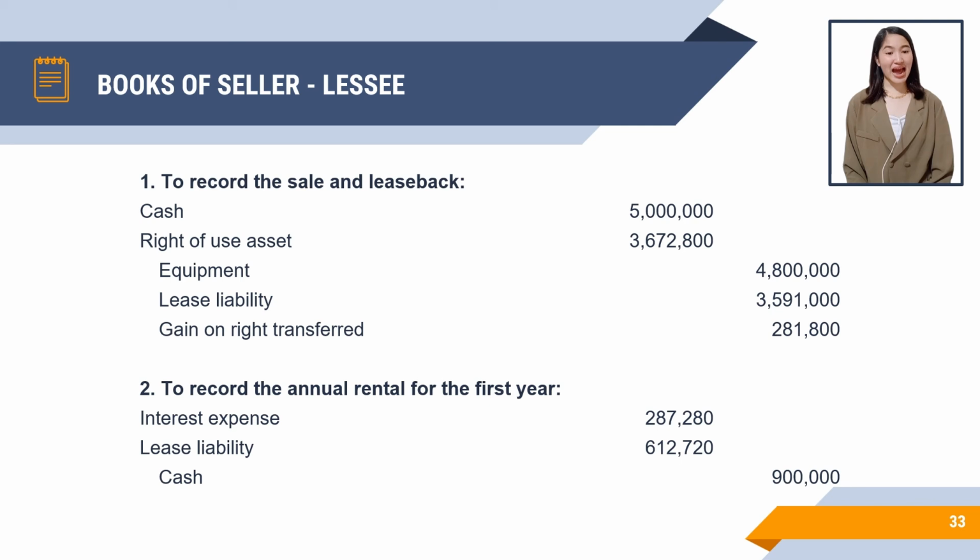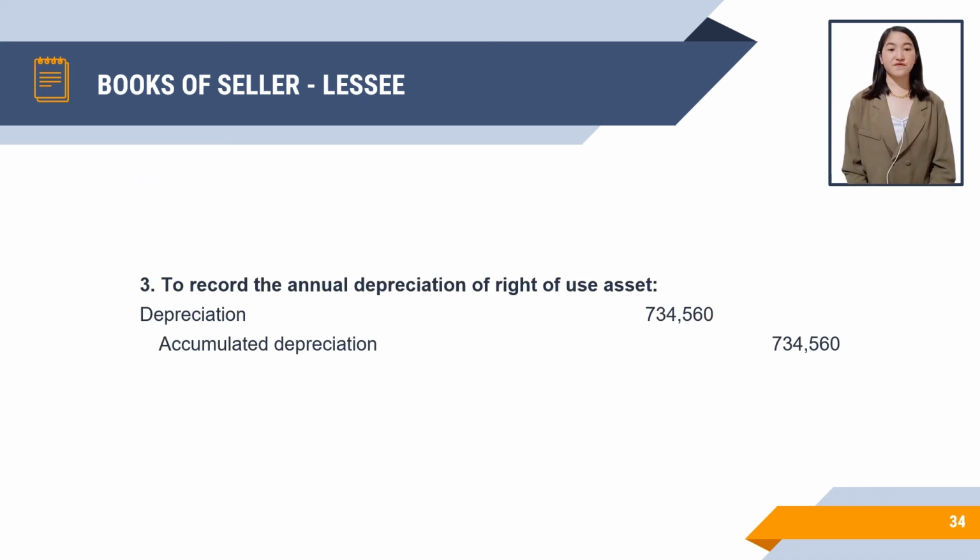So the next transaction will be the annual rental for the first year. So we have to debit interest expense 287,280, debit lease liability 612,720. So itong dalawa na to, ito yung kanina na nasa table of amortization natin. Then credit cash for 900,000 pesos. So the last transaction for the seller lessee would be the annual depreciation of right of use asset. So debit depreciation, credit accumulated depreciation for 724,560. Nakuha natin to by simply getting the cost of right of use asset na na-compute natin kanina and divided by 5 years na lease term natin.